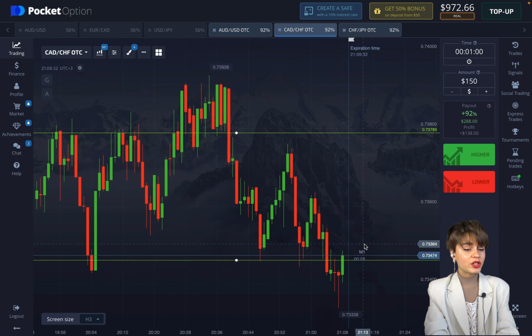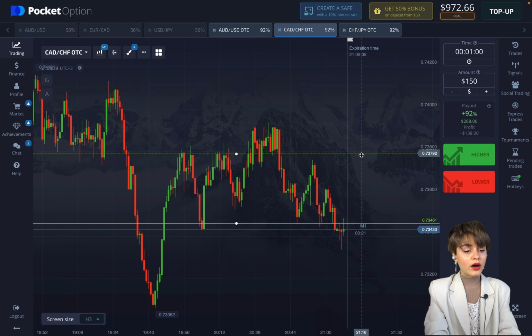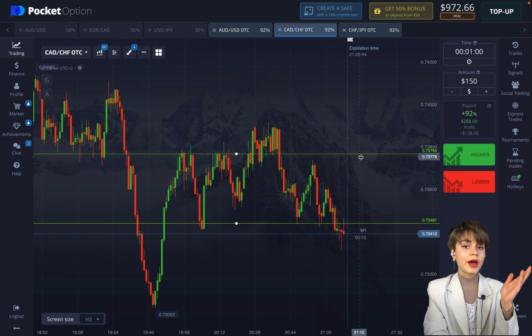If we get into this channel for another time, so the candle is fully closed within this range from the upper line to the lower line, then we'll be trading with higher.